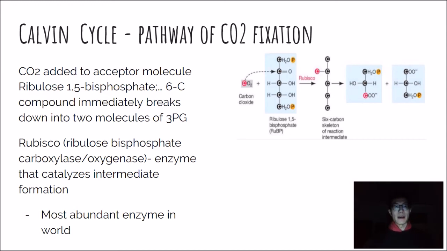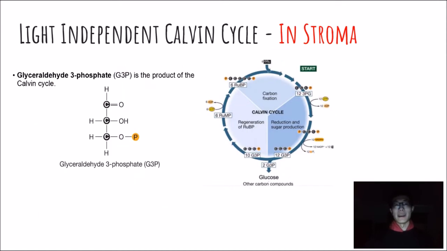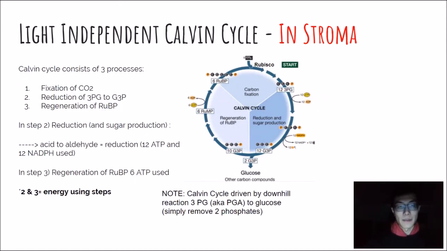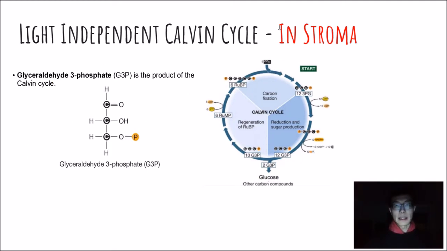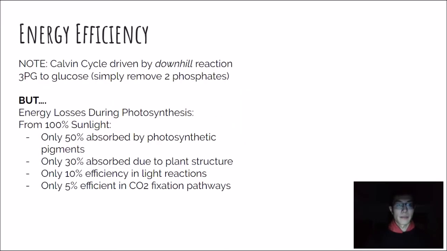One thing to think about is that in the Krebs cycle, we remake oxaloacetate at the very end. The same thing happens in the Calvin cycle, where we remake RuBP at the very end, hence the reason it is a cycle. What's fascinating is that steps 2 and 3 are the ones using energy in the Calvin cycle. Ultimately, the product of the Calvin cycle is glyceraldehyde 3-phosphate, and these G3P molecules can be used to make glucose and other carbon compounds.